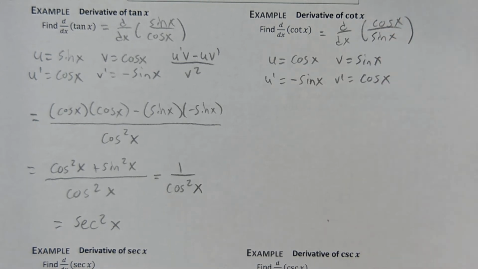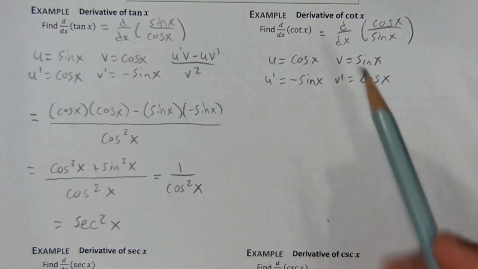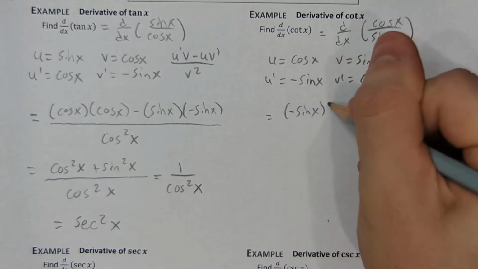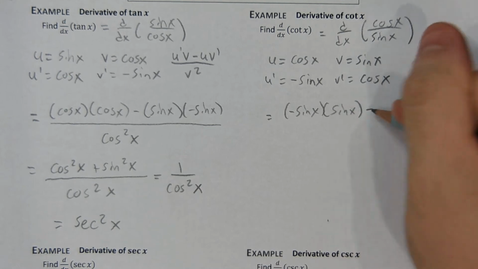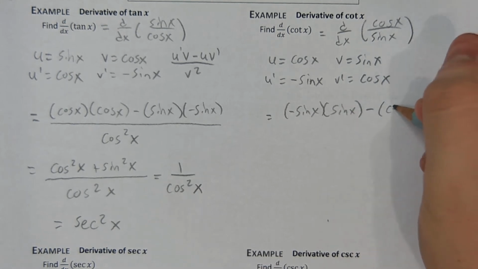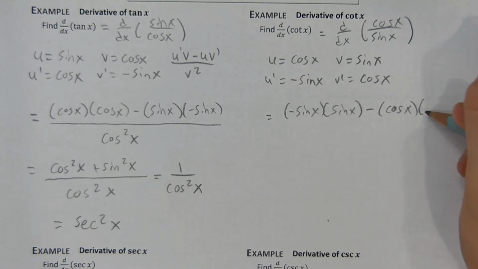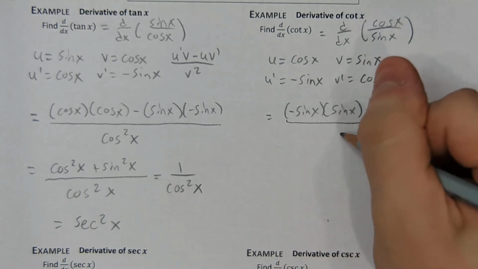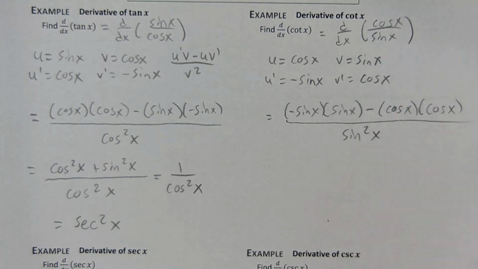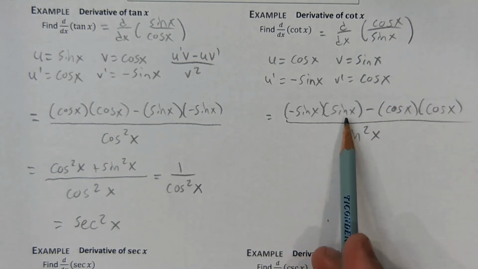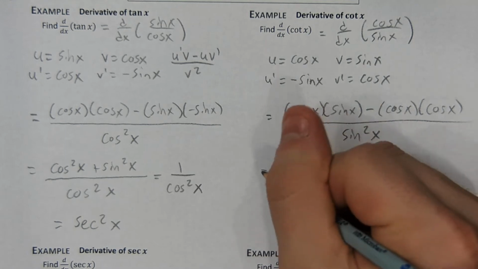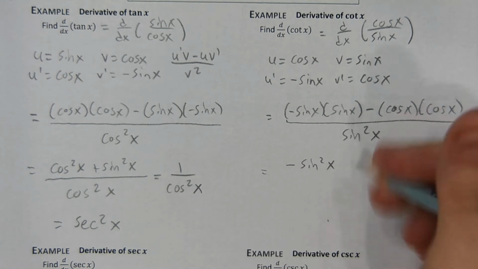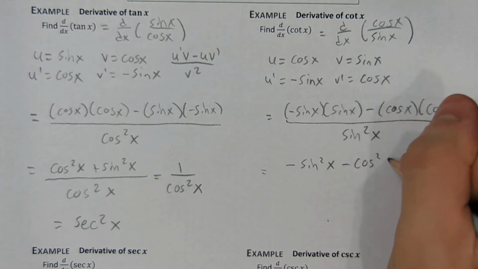And now we just fill out our quotient rule, which I don't feel like writing again because there it is. So we have u prime v minus u v prime all over v squared. All right, so sine x times sine x is sine squared, but there's a minus in front of it. And cosine x times cosine x is cosine squared.